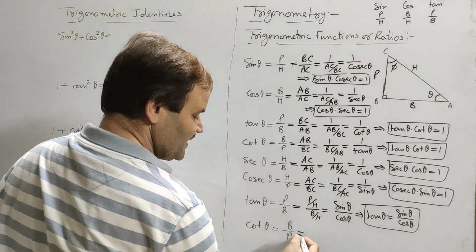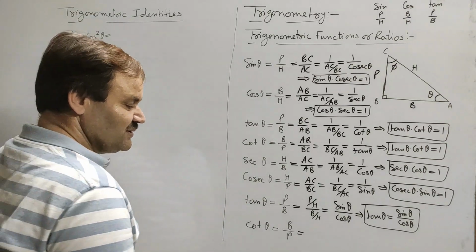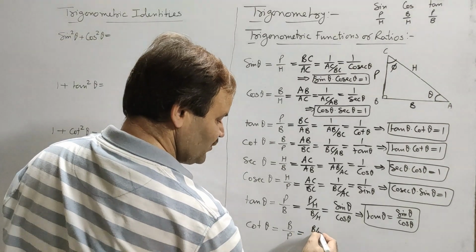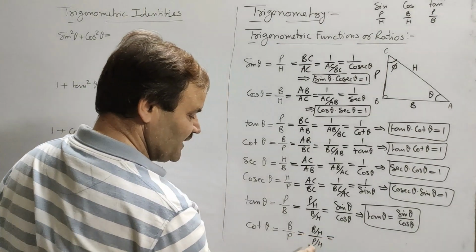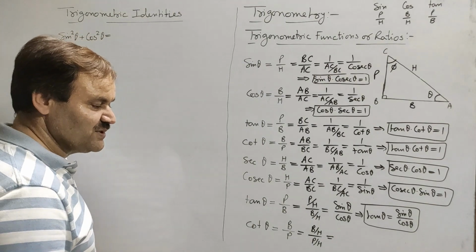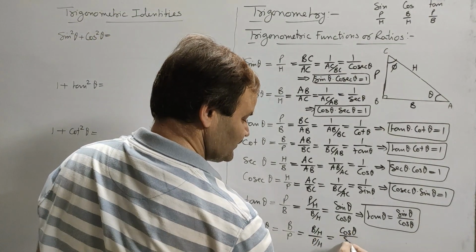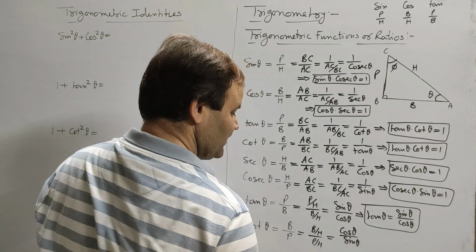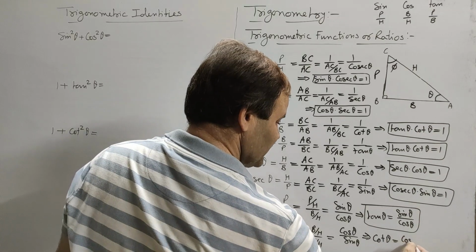Now cot theta is base upon perpendicular, that is the reciprocal of tan theta, so it becomes base upon hypotenuse divided by perpendicular upon hypotenuse, if we divide numerator and denominator both by hypotenuse. So it gives cos theta upon sin theta. Thus cot theta is cos theta upon sin theta.